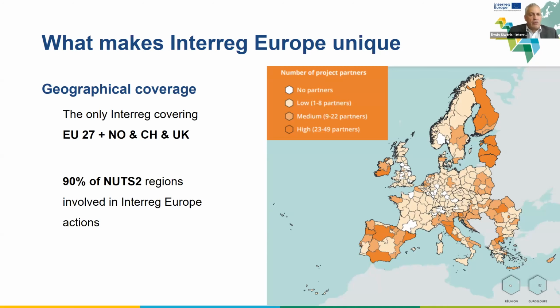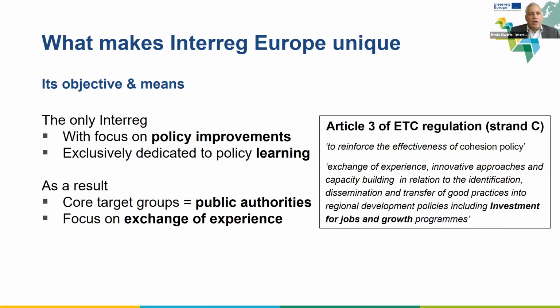What makes us unique? I mentioned already the geographical coverage. No other program allows a cooperation of regions across Europe, from the far north to the far south, including the French colonies, Guadeloupe and Martinique and so on. From Cyprus to the far north island and going beyond. More than 90% of the regions in Europe cooperate in Interreg Europe and are using the tools of Interreg Europe to share, to learn from each other. So I think this is quite a good tool for regions to get knowledge from other regions, and the regions are using it.